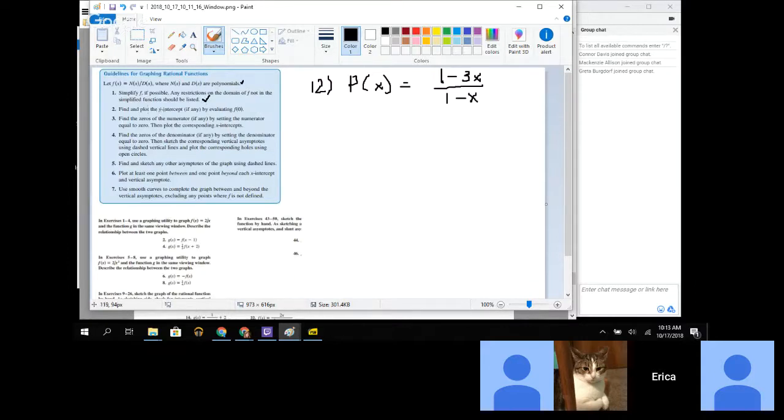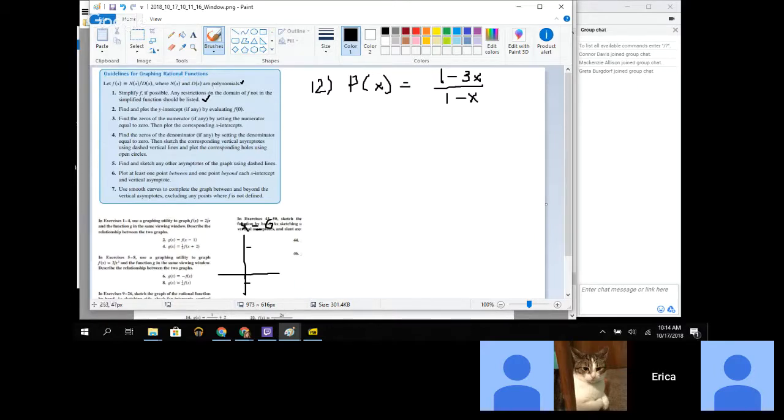All right. Step 2, find and plot the y-intercept, if any, by evaluating f of 0. This is all the way old school back to algebra 1. We did it in algebra 1 and we did it in algebra 2. So we want to find the y-intercept, right? The y-intercept is basically when x equals 0. We figure out where our graph is intercepting y.